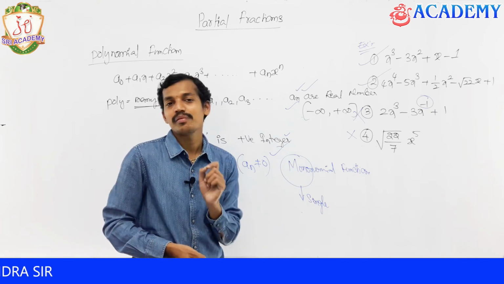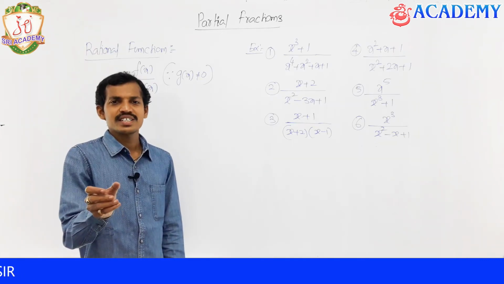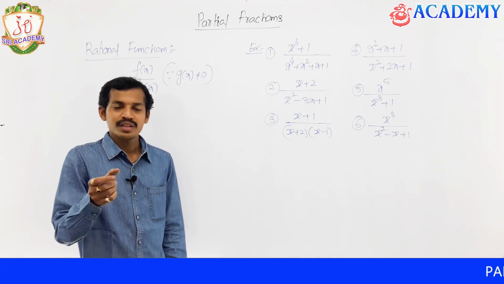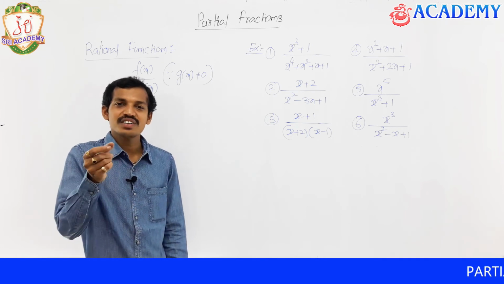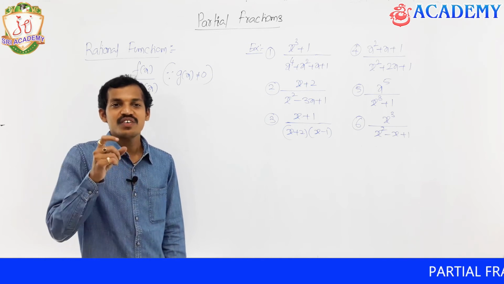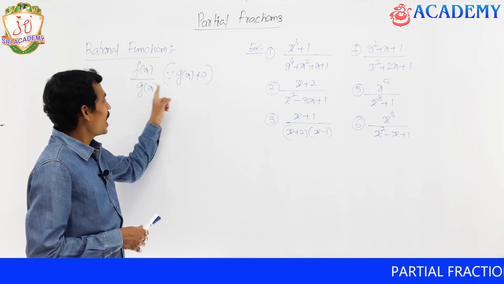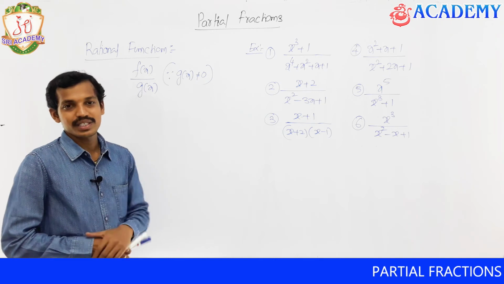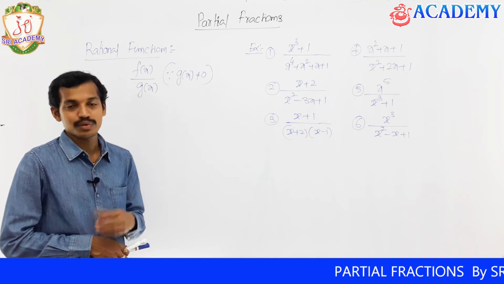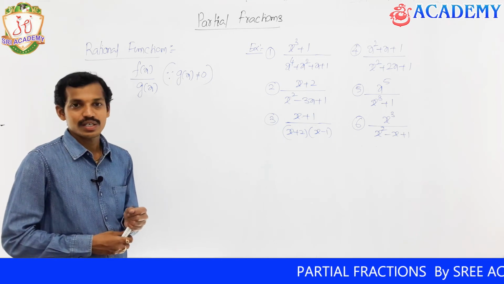Based upon the polynomial function, we have to learn one more function, the rational function. A function of the form f of x by g of x, with a numerator function and a denominator function, where the denominator is always not equal to 0, is said to be a rational function. Here f of x and g of x are both polynomial functions.